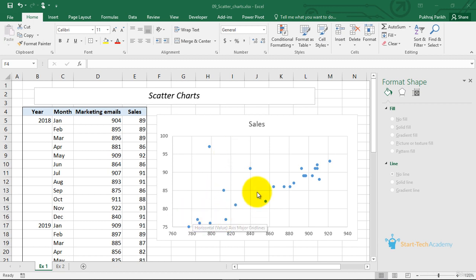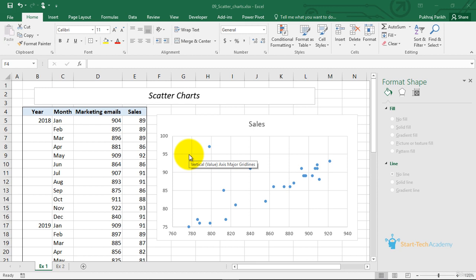And if you look at the scatter plot, probably you can imagine that most of the points are telling you that there is a linear relationship between the x-axis variable and the y-axis variable. That is, if you increase the marketing emails amount, the sales is correspondingly increasing. So such relationships can be identified using scatter plots.